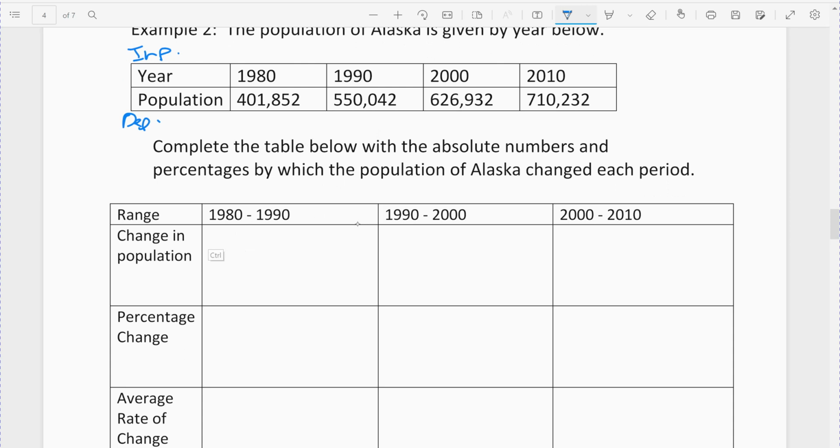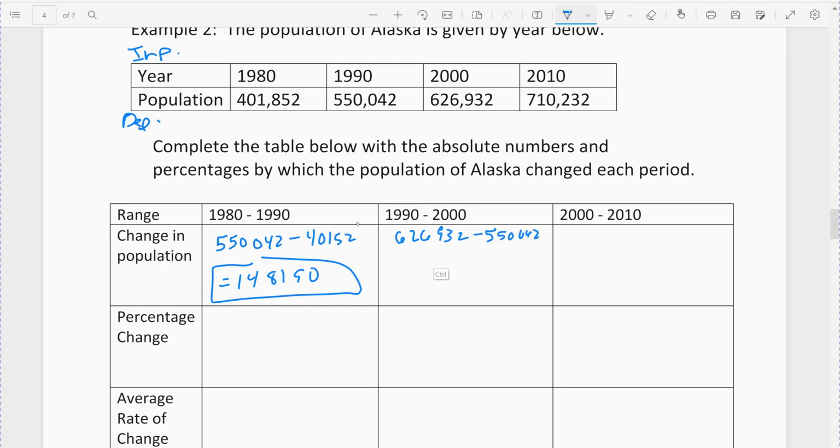And so that would be taking our 99, 5,042 minus the 40152. And so that comes out to be 148190 would be the change in population from 1998 to 1990. Then you do 90 to 2000, so 626,932 minus 550042, and so that comes out to be 76890 would be the change in population.